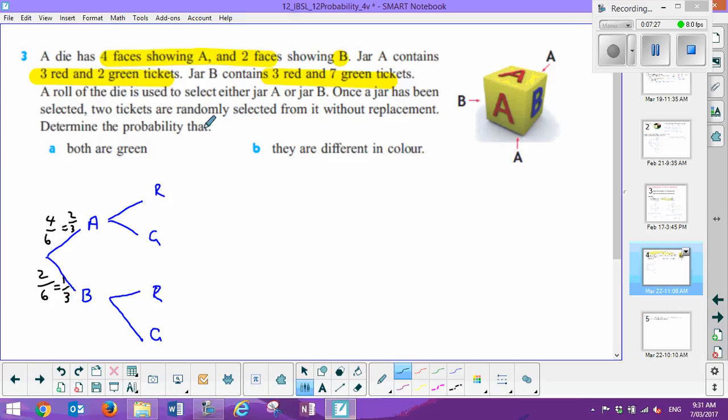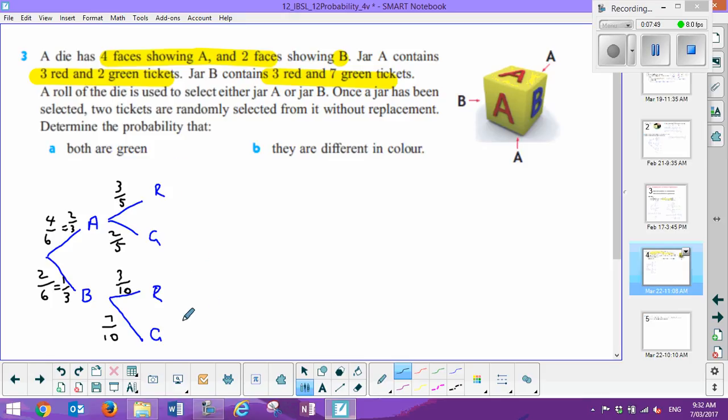In jar A, we've got 3 red tickets and 2 green. So we've got 3 out of 5, 2 out of 5. And in jar B, we've got 3 and 7, 10 tickets. 3 out of 10 are red, 7 out of 10 are green.